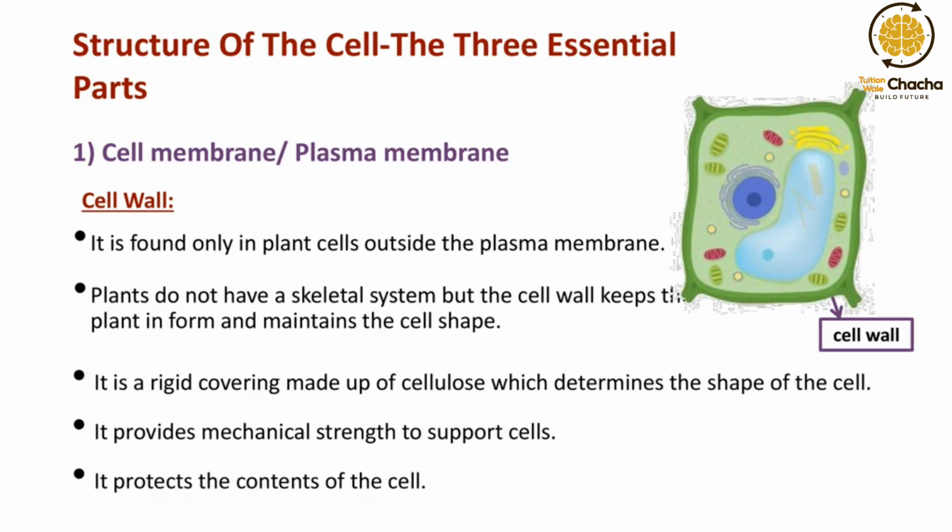Cell membrane or plasma membrane. It is found only in plant cells outside the plasma membrane. Plants do not have a skeletal system, but the cell wall keeps the plant in form and maintains the cell shape. It is a rigid covering made up of cellulose which determines the shape of the cell. It provides mechanical strength to support cells. It protects the contents of the cell.